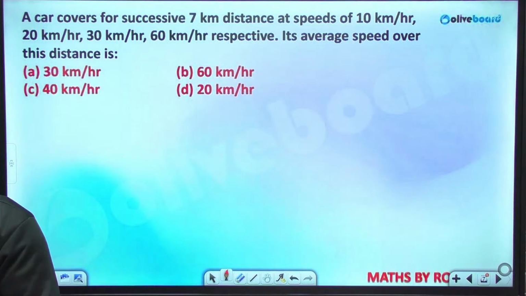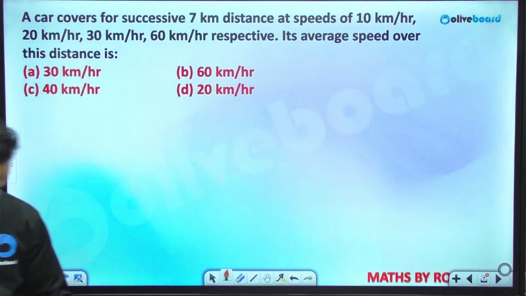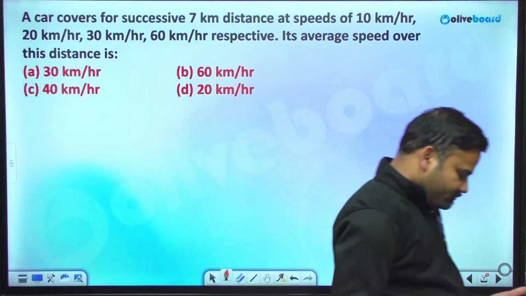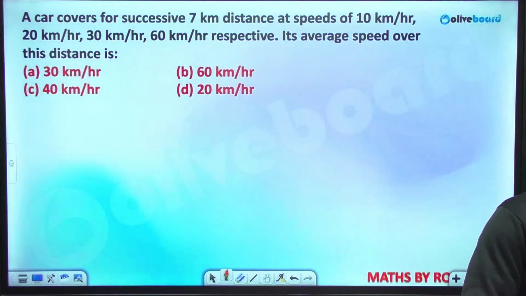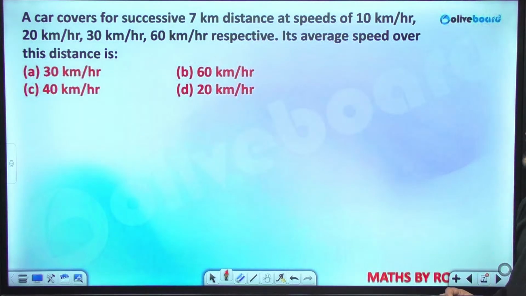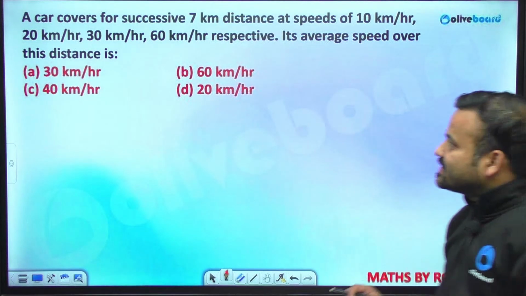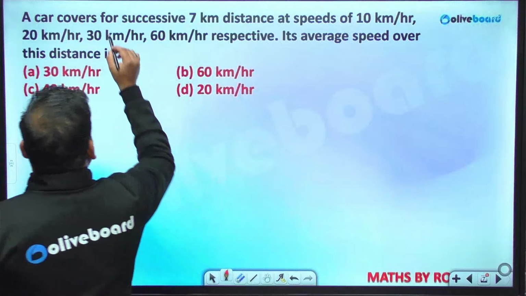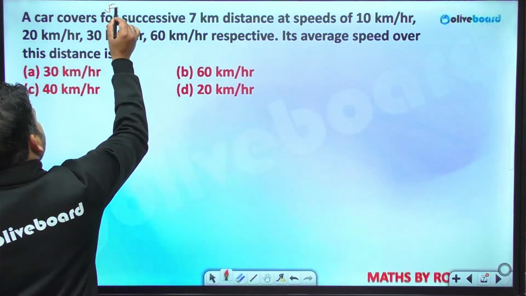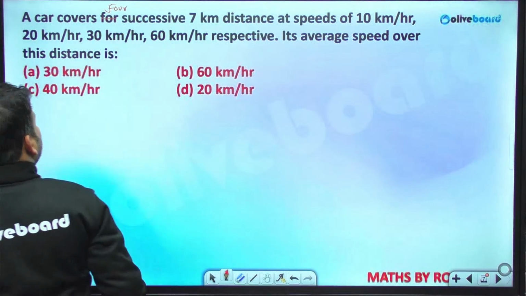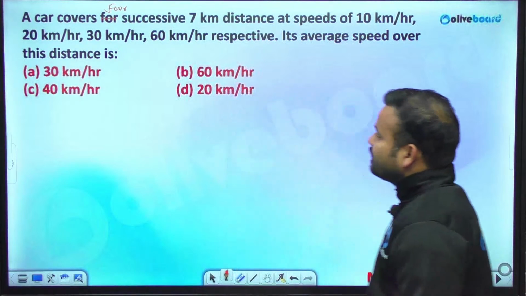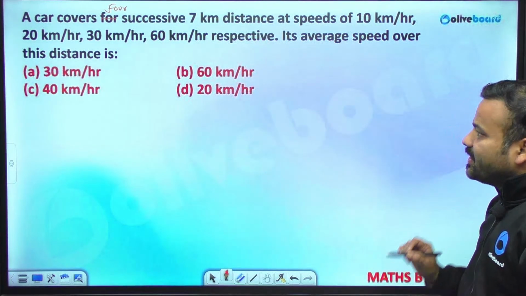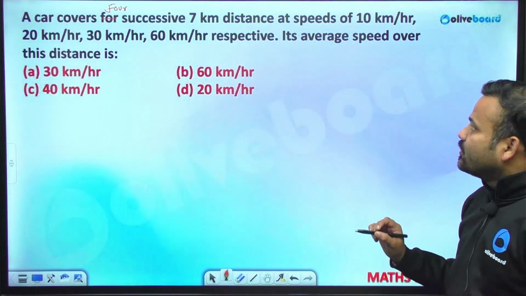Clear, Shambhu? Is it clear, bacha? This is the average speed. Let's see who is doing it. A car covers 4 successive 7 km distances. It should be 4. It's 4. So a car covers 4 successive 7 km distances at speeds of 10, 20, 30 and 60. What is the average speed of the car?